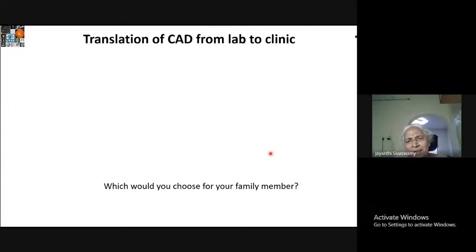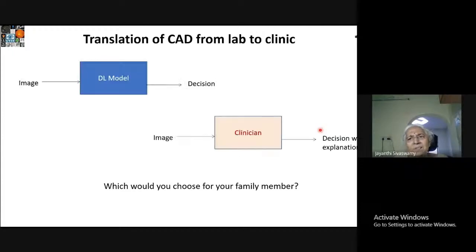I am pretty sure, even though we are all enthusiastic about this one, we will go with the clinician for 2 reasons. One is, this is a human being, and I can talk to this person, ask lots of questions. But even without that, they give an explanation for their decision. They'll say, look, in this image, it's like this, and that's why we are diagnosing this. Whereas currently, most DL models will only give a decision. It won't say why that decision. This is a major problem behind why CAD systems developed in the research labs are not going to the clinic.